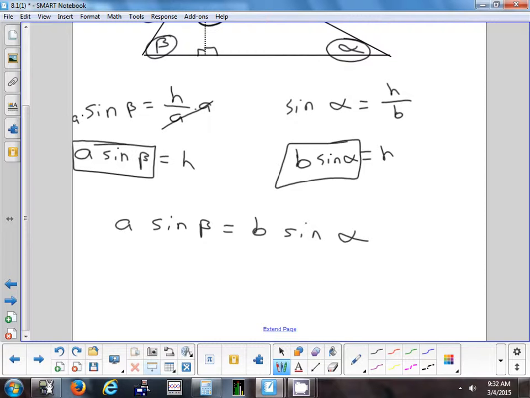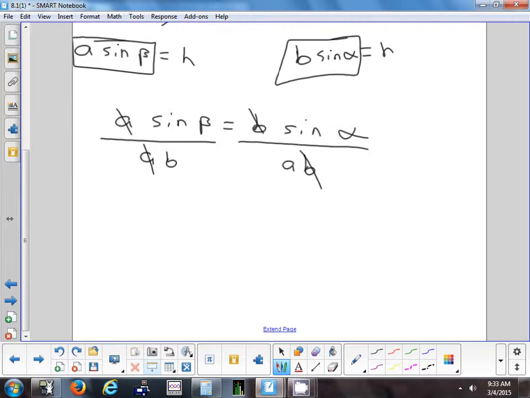Yes. A sine beta equals B sine alpha. And what I'm going to do is divide each side by AB. The reason is this gets it in the format of the law of sines. So on the left-hand side, A divided by A cancels. On the right-hand side, B divided by B cancels. Okay, so what we're left with is sine beta over B equals sine alpha over A. And that's the first two parts of the law of sines, which we proved.